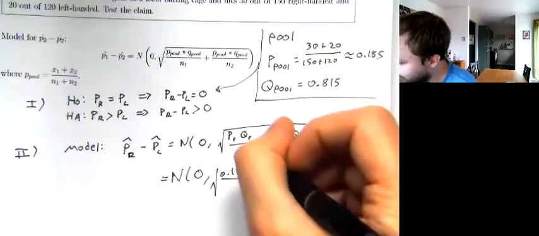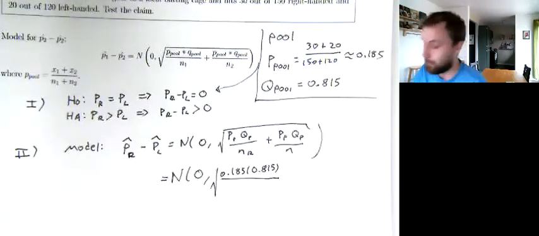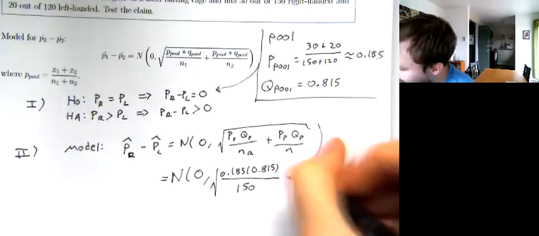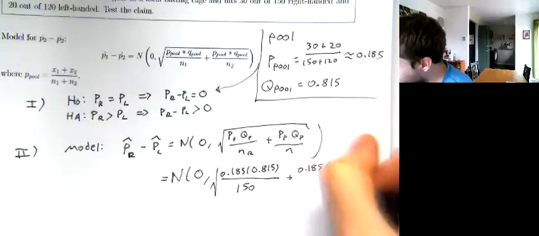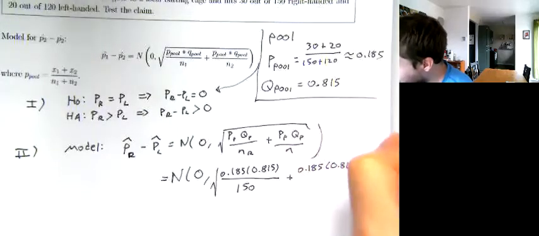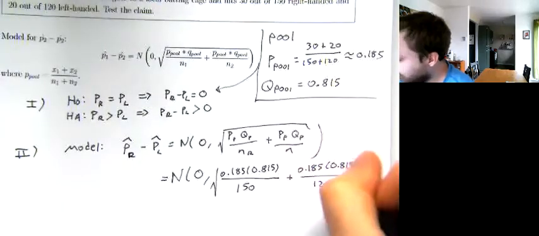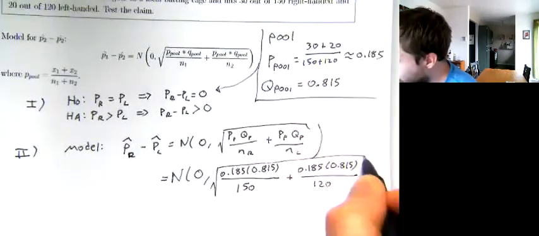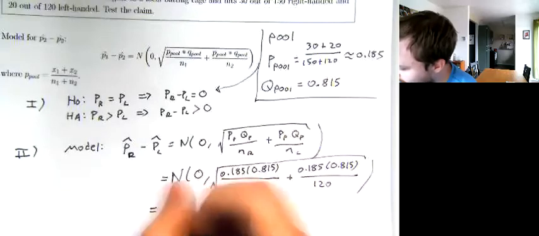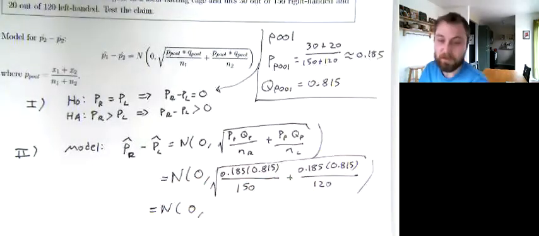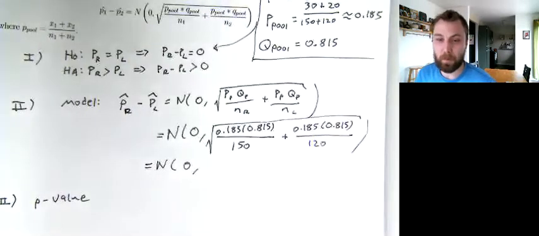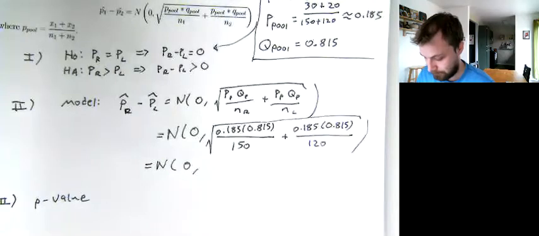And I'm going to divide this by the number of samples for the first group. There are 150 samples for the first group. I'm going to do exactly the same thing for the second group. And I'm going to divide by 120 there, the size of the second group. This tells me how much deviation I should expect in groups of 150 compared to groups of 120, assuming there is no difference between those groups.